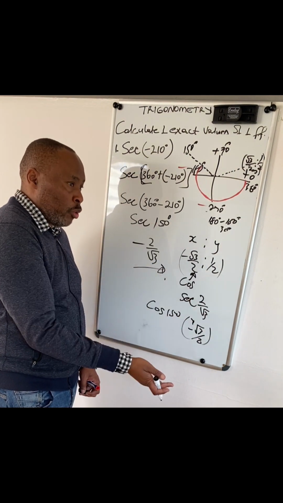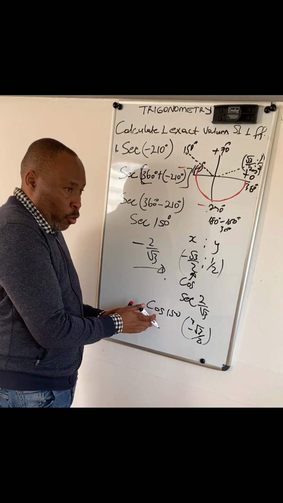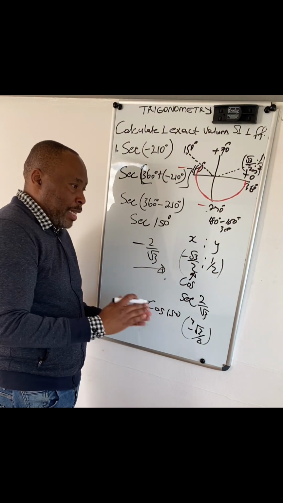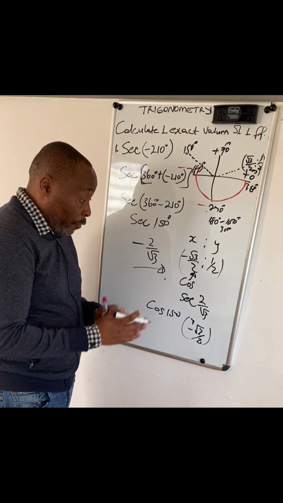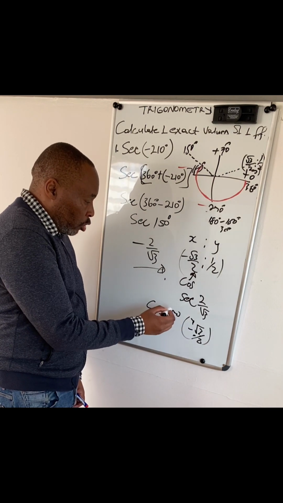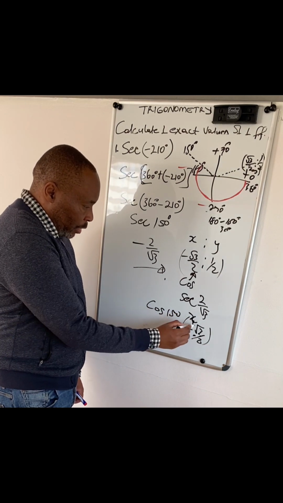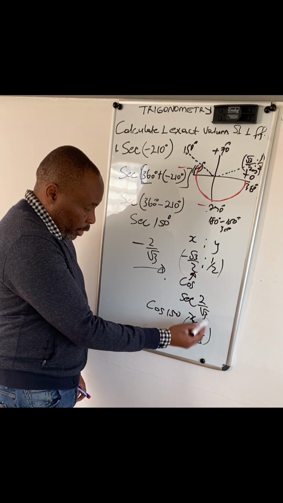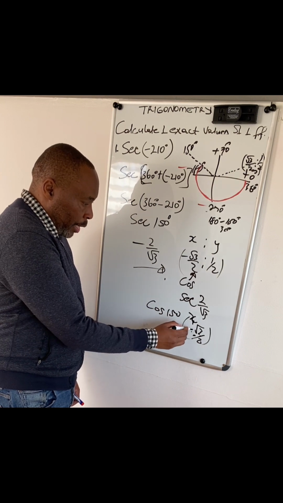If you don't know this, use the quadrant rule where cos is positive or where cos is negative. It also helps. But if you know these off by heart, you just know that at cos 150, because we are looking for the x value here, the x value is negative. Since this is the inverse of it, it's 2 over root 3, and since it's sec, it will still be negative.